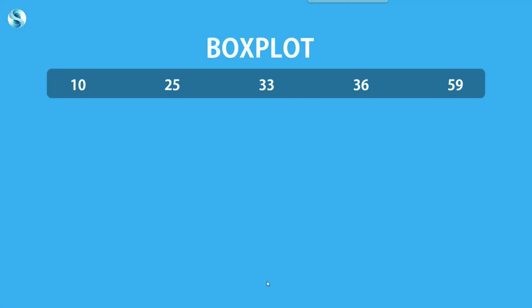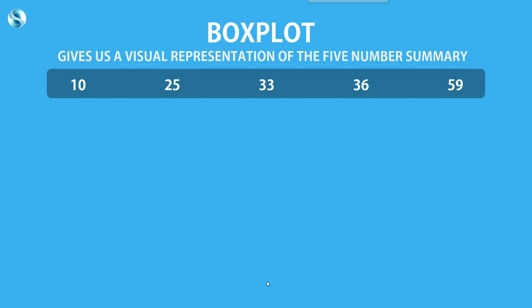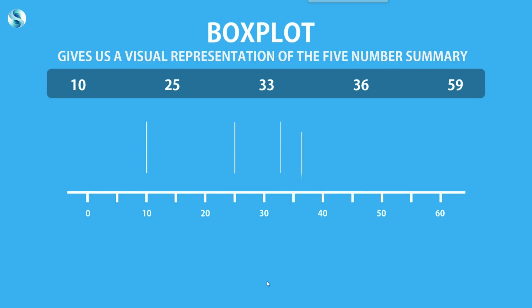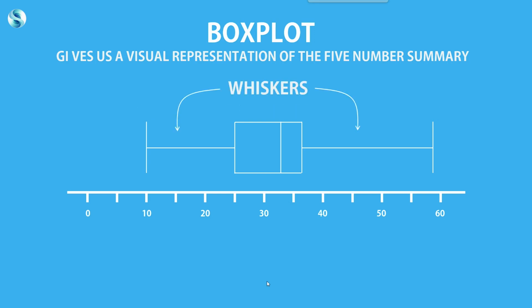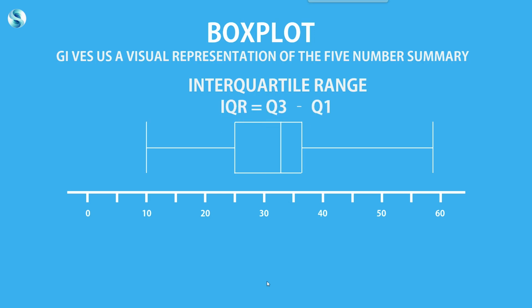We can then take these 5 numbers and make something called a boxplot. A boxplot gives us a visual representation of the 5-number summary, and it looks something like this. Each vertical line on the boxplot represents a number from the 5-number summary. The horizontal lines that extend out from the box are called whiskers, and the actual box itself is called the interquartile range. The interquartile range refers to the middle 50% of an ordered data set, and it is equal to the third quartile minus the first quartile.